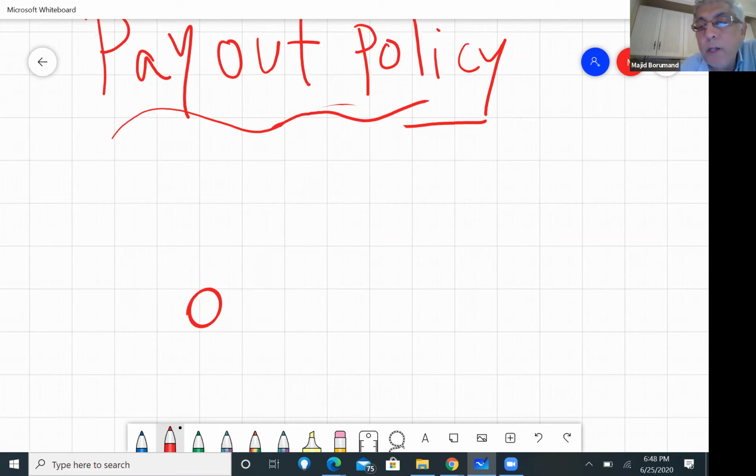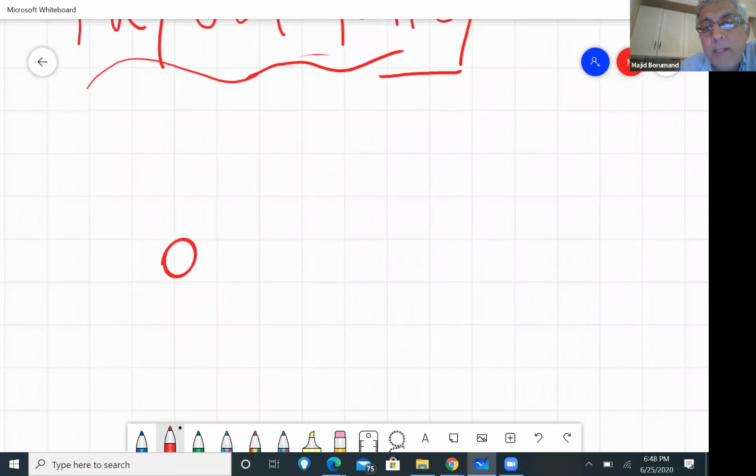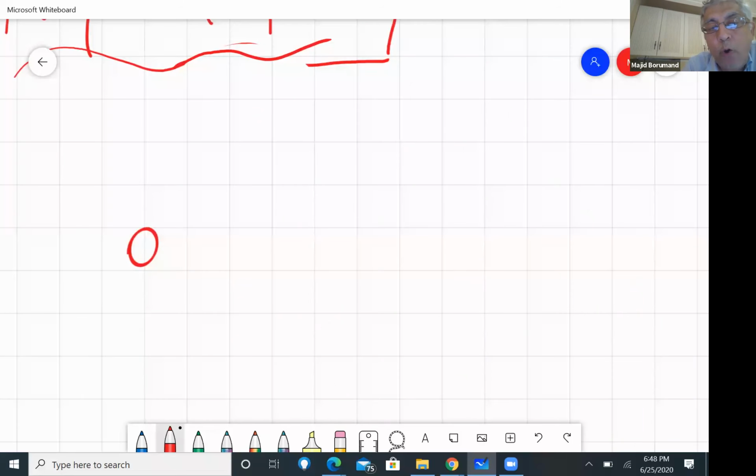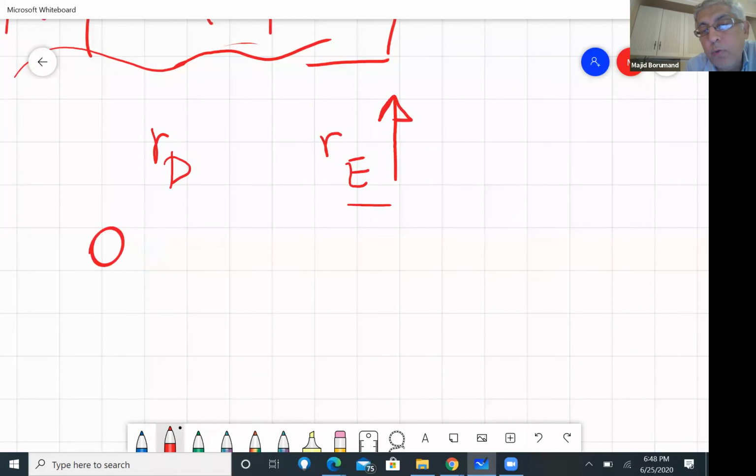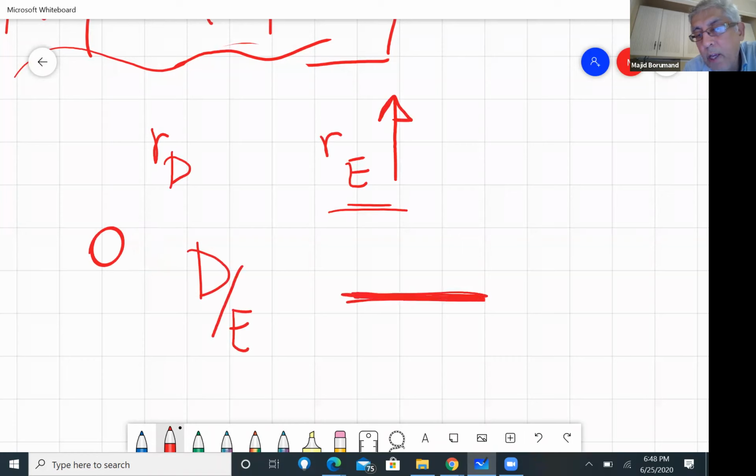I talked about in detail why, because it doesn't make sense that the more you borrow, the cost of equity also goes up. That doesn't quite make sense, but I showed you why it works. When you have leverage, your equity becomes riskier. The variance of your return is going to increase. Your equity becomes more volatile. If you have more debt, your return on equity becomes volatile.